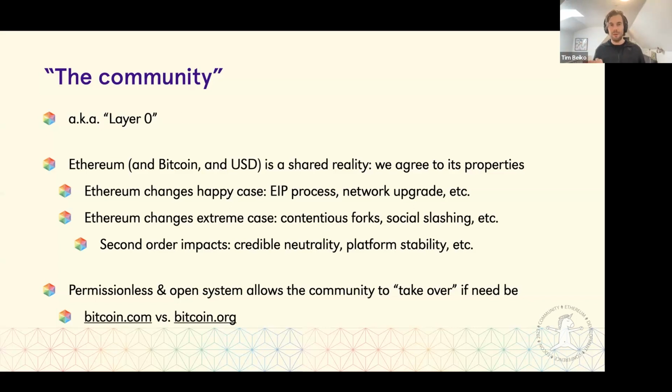And one example I think that's interesting of that a bit beyond Ethereum is Bitcoin, right? There was this big Bitcoin Cash fork. And even today, the two websites, bitcoin.com and bitcoin.org, sort of resolve to two different projects. So Bitcoin Cash and, you know, Bitcoin as it's mostly known.